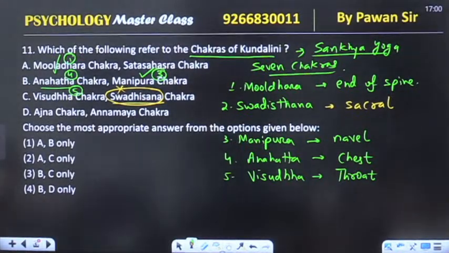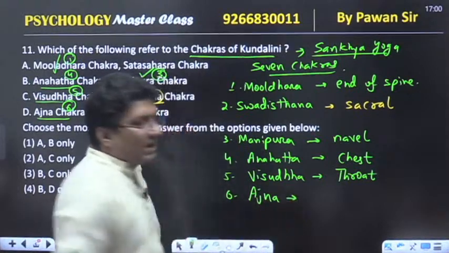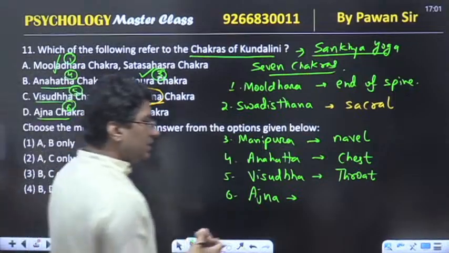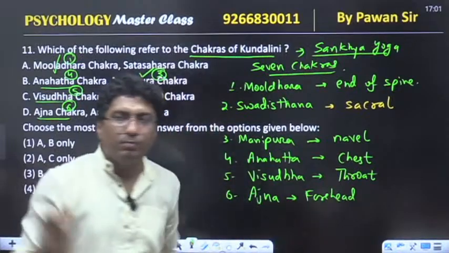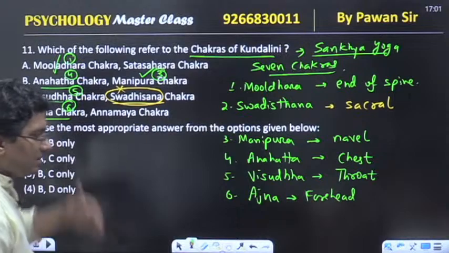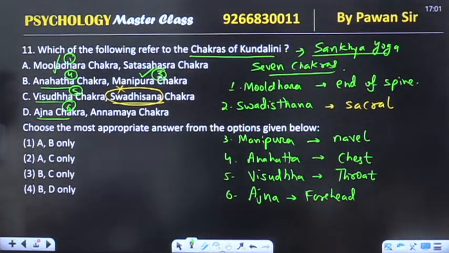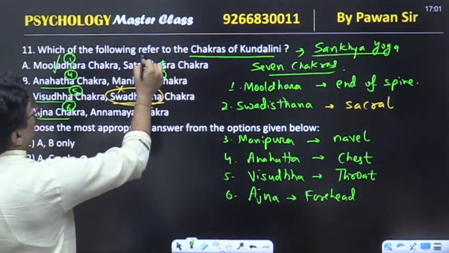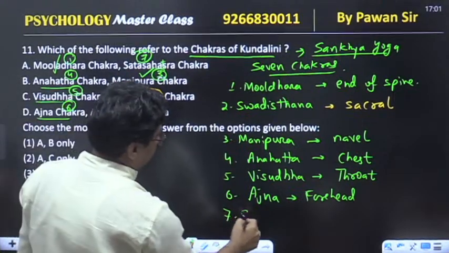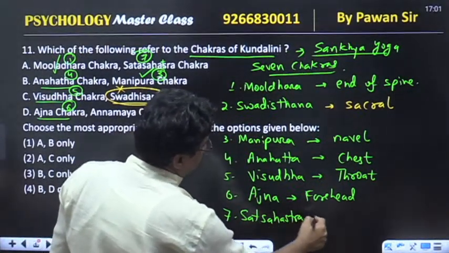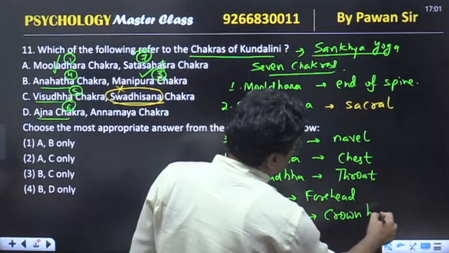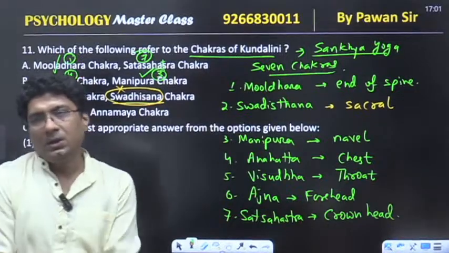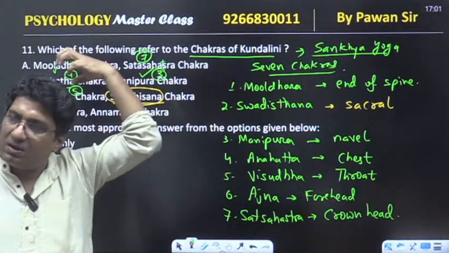Then comes the Ajna chakra, the sixth one. That is called the third eye chakra, and it is on the forehead, between both eyebrows. And the last one is the Sahasrara chakra, which is on the crown of our head, where according to Hinduism the crown is situated.